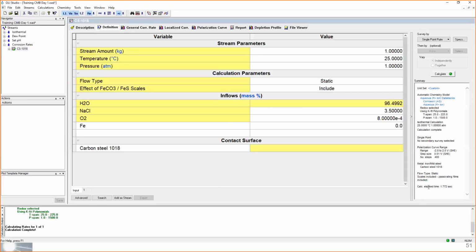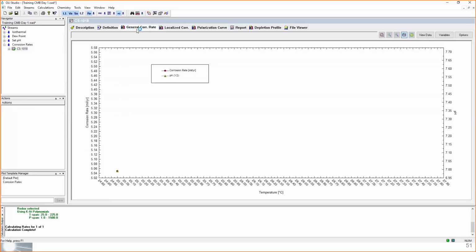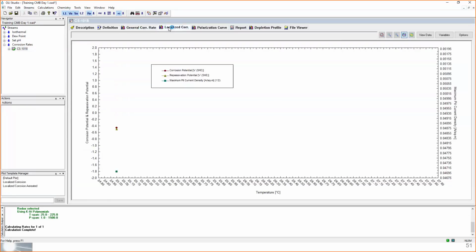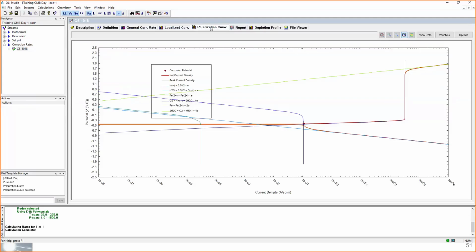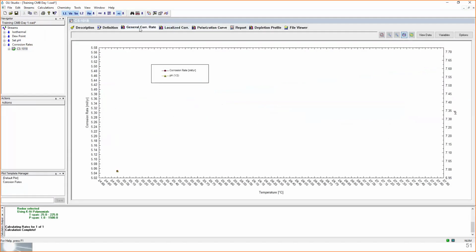Okay. So once the calculation is done, then we have different ways to analyze the results in this software. We not only have the report, which is the one that we have been familiar with, or have learned today how to interpret, but we also have the general corrosion rate tab, the localized corrosion tab, and the polarization curve. Okay, so we have that. Let's start with the general corrosion rate tab.